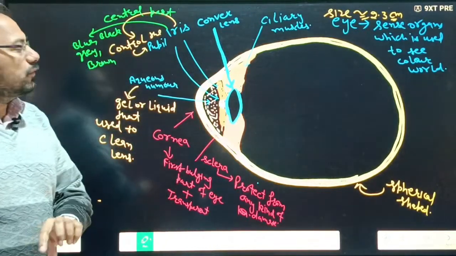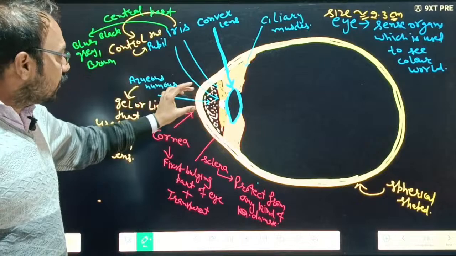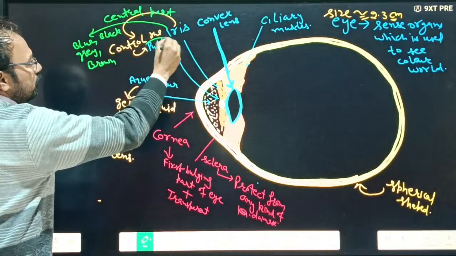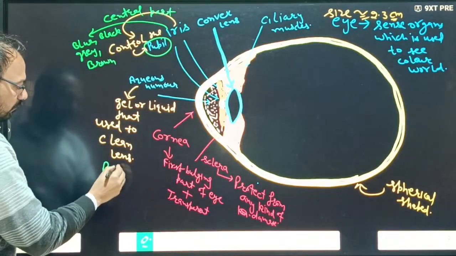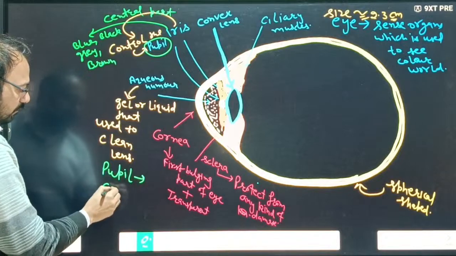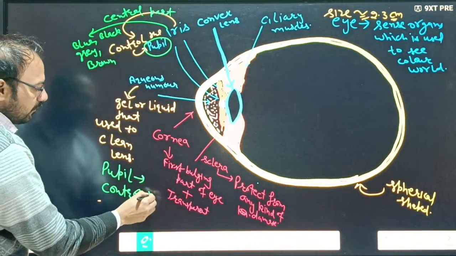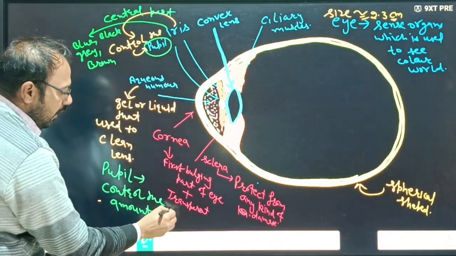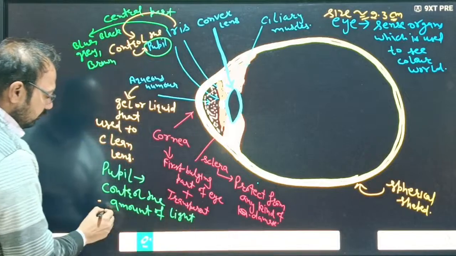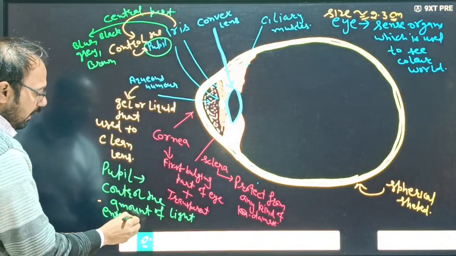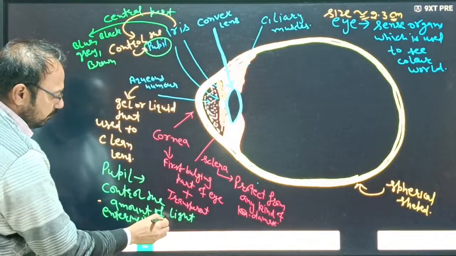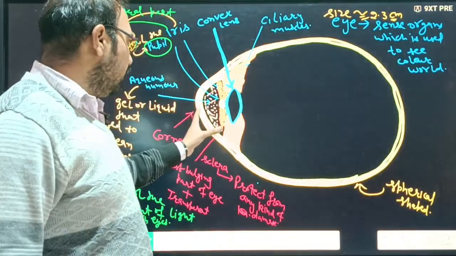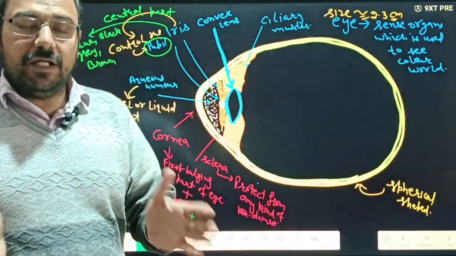And afterward, this is the pupil. The pupil's function is to control the amount of light. So we write here: the pupil controls the amount of light entering the eyes. Okay, so how much light enters is decided by the pupil. The pupil can change its size with the help of the iris.